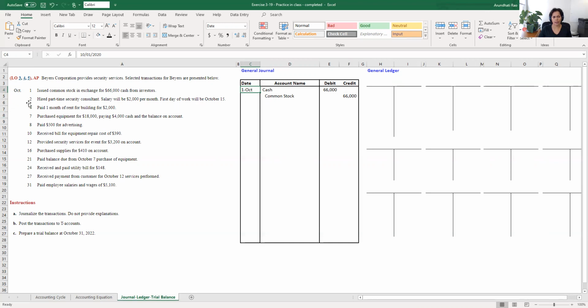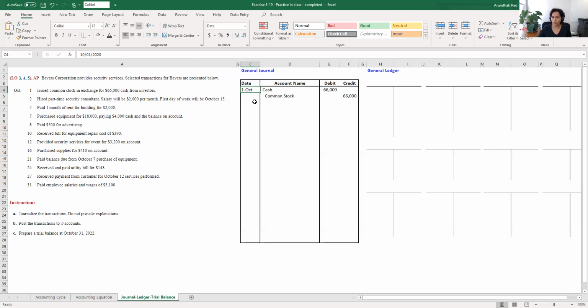On October 2nd, we hired a part-time security consultant. The salary will be $2,000 per month. First day of work will be October 15th. Now, this is a business transaction. We've signed a contract. We've hired the services of an individual. We've agreed that we're going to pay this person $2,000 per month. But it's not an accounting transaction because at this point in time, it hasn't affected assets, liabilities, or equity. Nothing has been affected. If you are doing this for a company, it would not appear in your financial records, in your books at all.